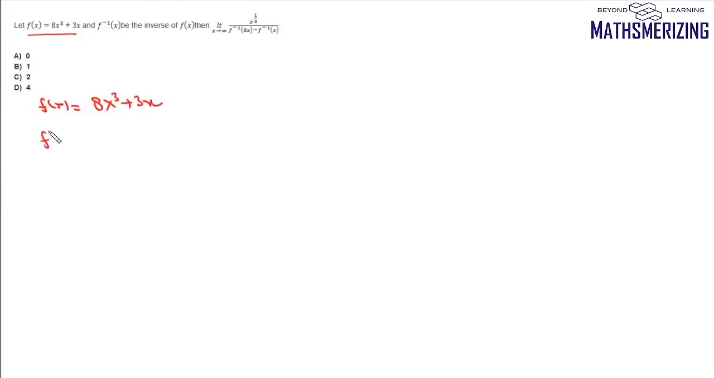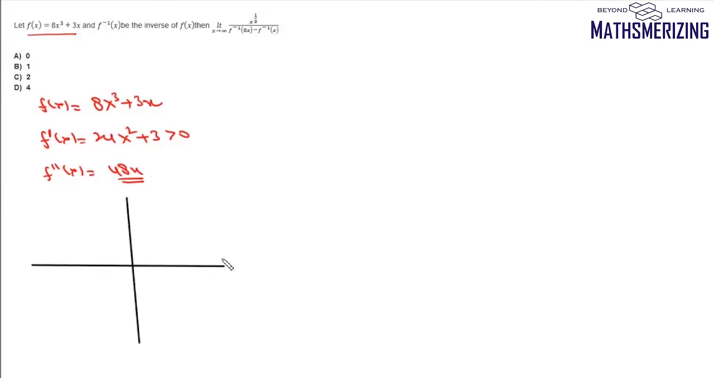Now we find f dash x will be 24x square plus 3, and it is always greater than 0. So that means this function f(x) is strictly increasing. And if we find f double dash x, it will be simply 48x. That means its point of inflection is at x equals 0. So this function will be a strictly increasing function which will intersect the axis only at x equals 0.